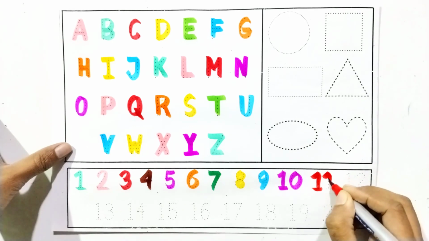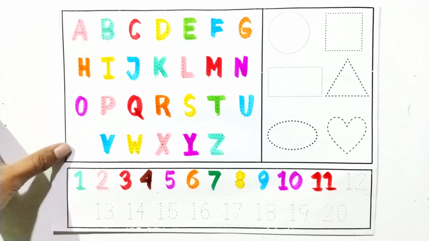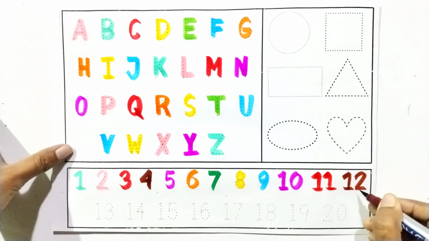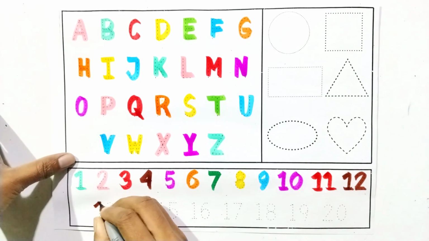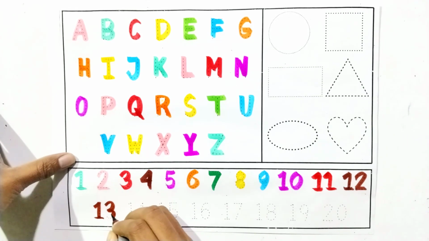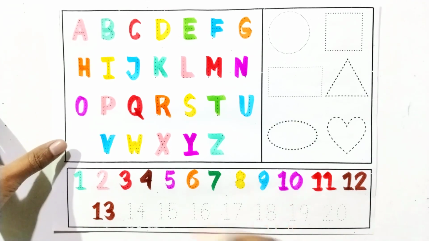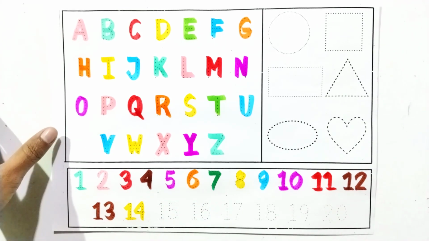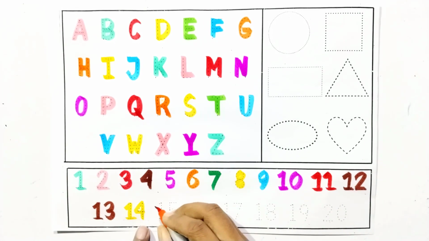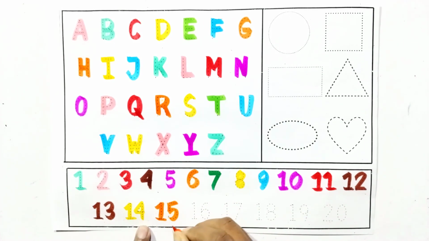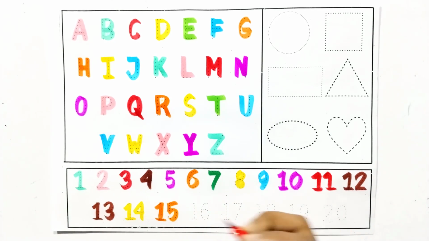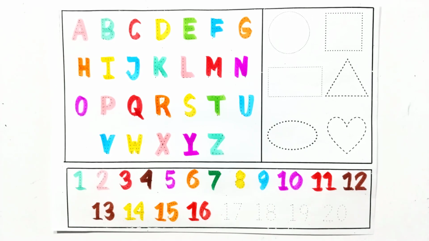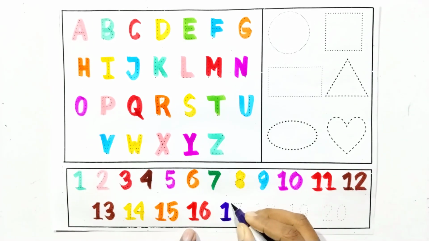1 and 1, 11, 1 and 2, 12, 1 and 3, 13, 1 and 4, 14, 1 and 5, 15, 1 and 6, 16, 1 and 7.